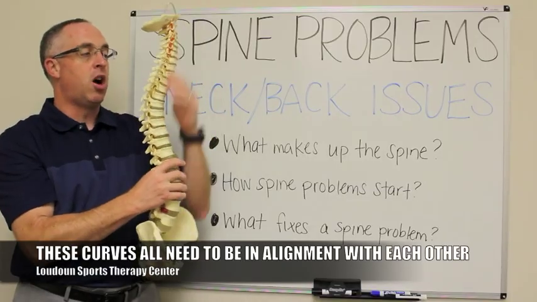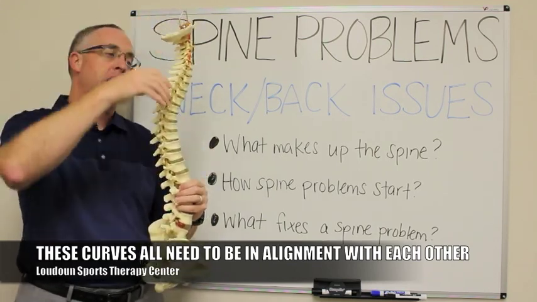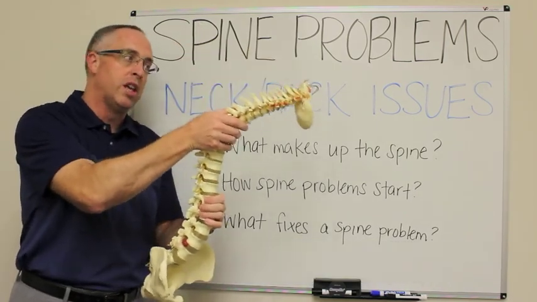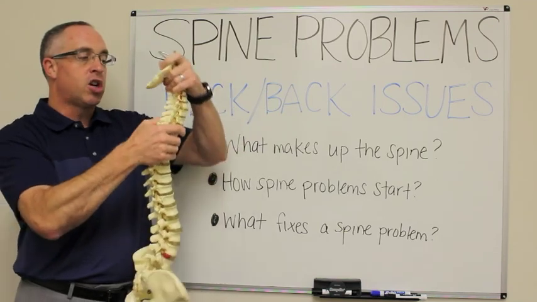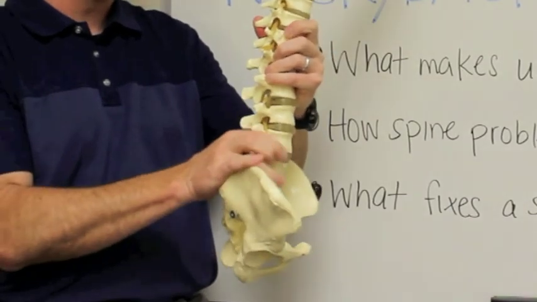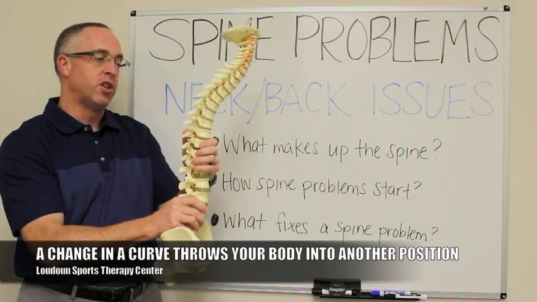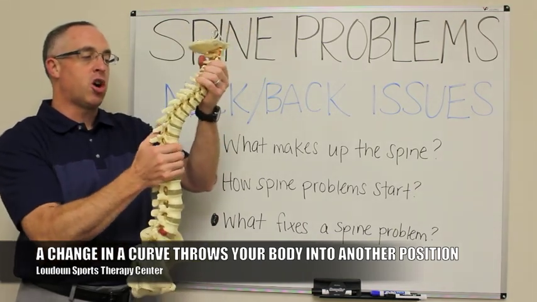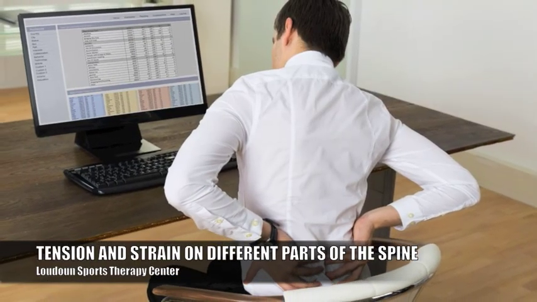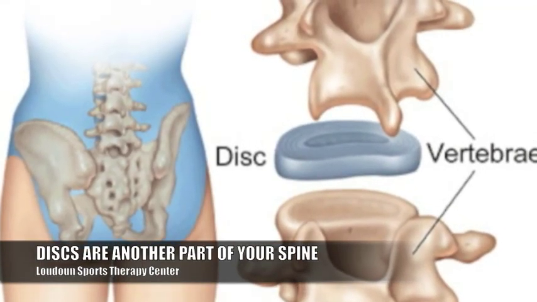So those C curves all need to be in alignment with each other so that they create this pole that's straight up and down. The problem is if you have too much curve in one area, it starts pulling everything in that direction. If you have a good curve in your neck, but too little of curve in your low back, you can see how that change in that curve throws the rest of your body into a forward position. The same would be true if you have too much curve in your upper back. It starts to throw the rest of you forward and it puts tension and strain on different parts of your spine.